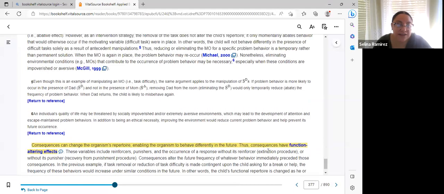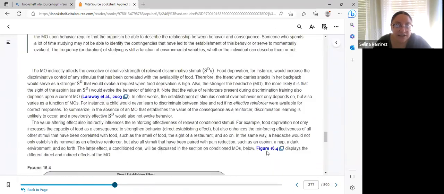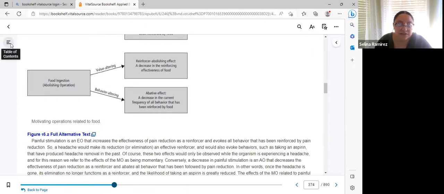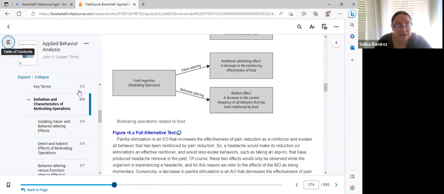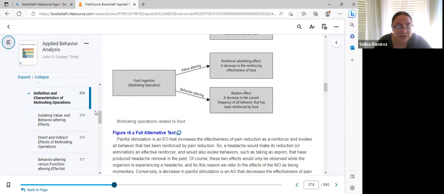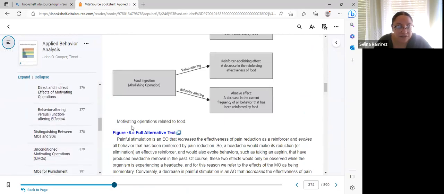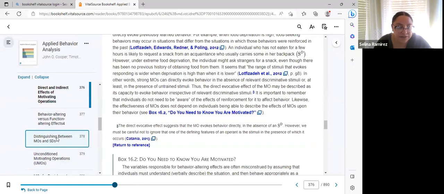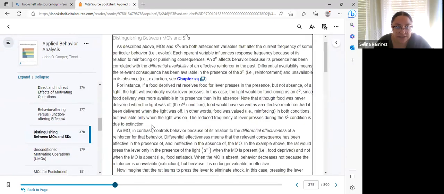Okay, does anybody have any questions on those? Difference between MOs and SDs.